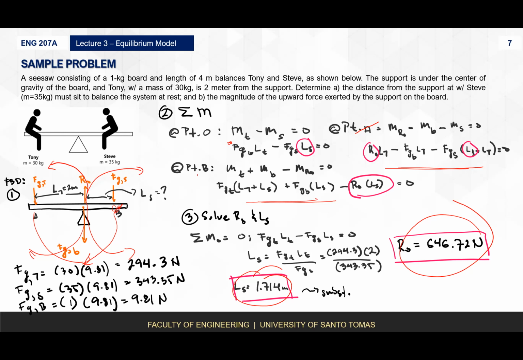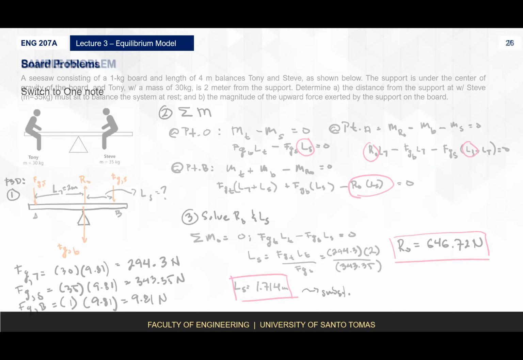Time check lang. 2:38. That's now. Okay. Gonna stop sharing dito and focus more on the problem set na tayo.